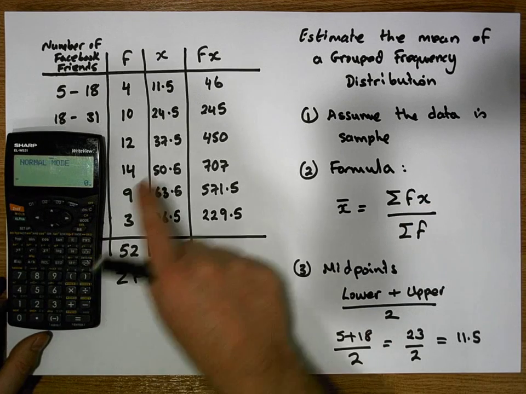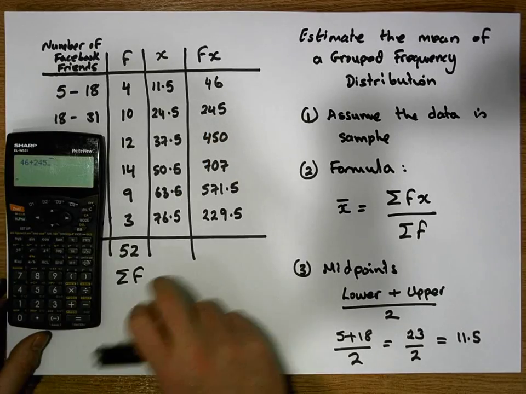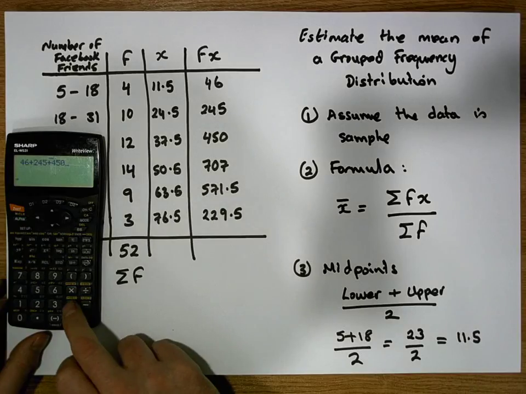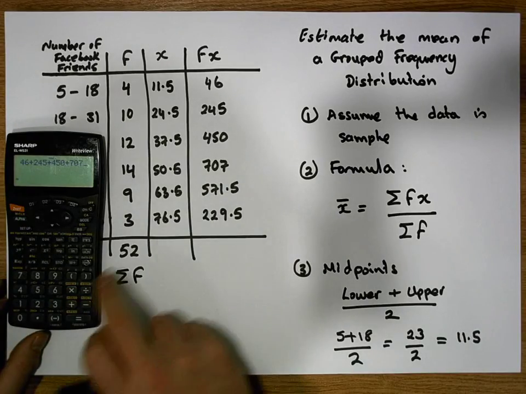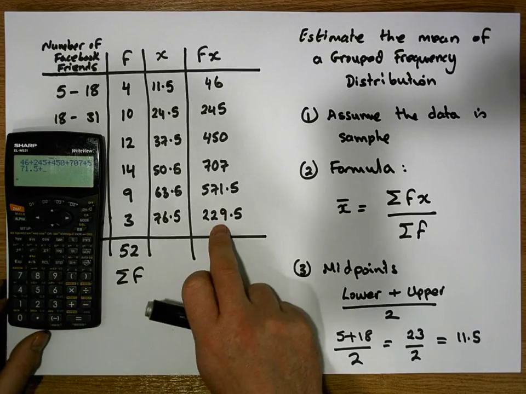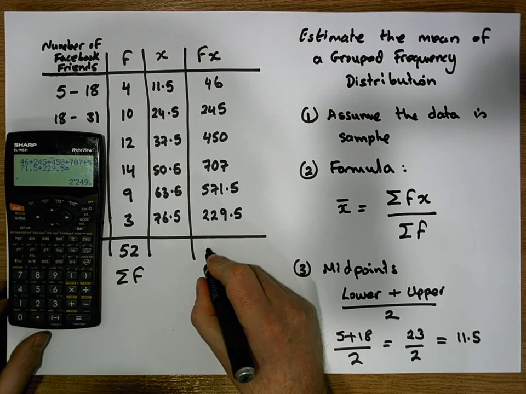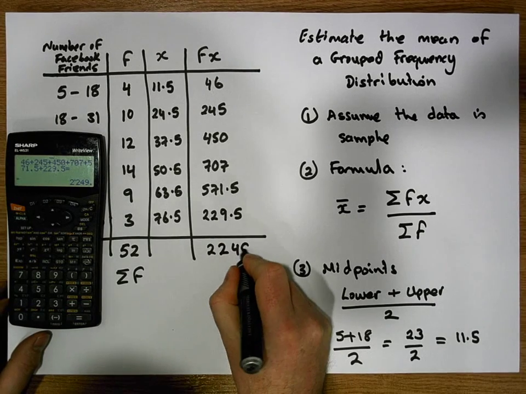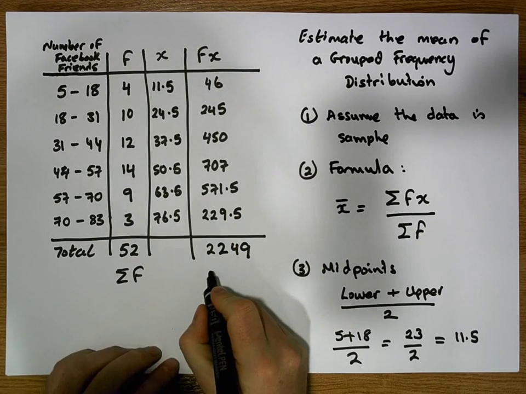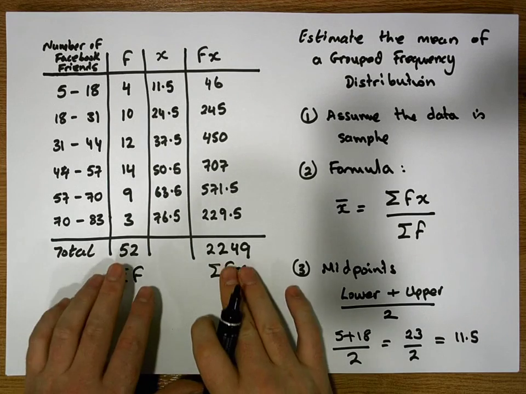That's 46 plus 245 plus 450 plus 707 plus 571.5 plus 229.5, which gives us a value of 2,249. This value is the sum of the fx's. So now we nearly have our mean value.